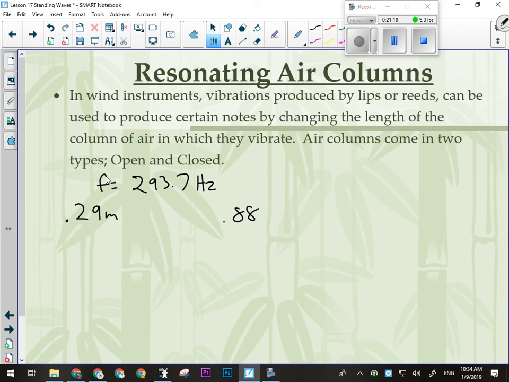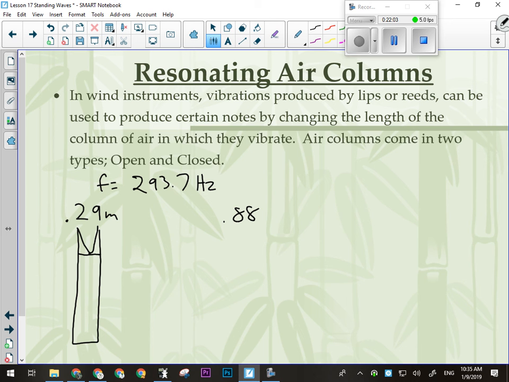So here's what happened within the column of air at these two points. We know that in order to get a loud sound at 0.29 meters, we had to have an antinode at the opening of the tube. So the water was about here, and we had a wave pattern that looked like that. There was a node here where the water level was, and there was an antinode here at the opening of the tube. How many wavelengths were in that tube?